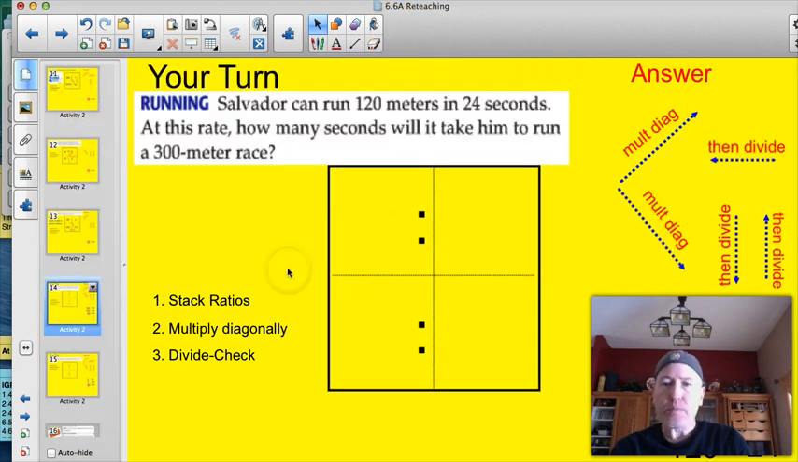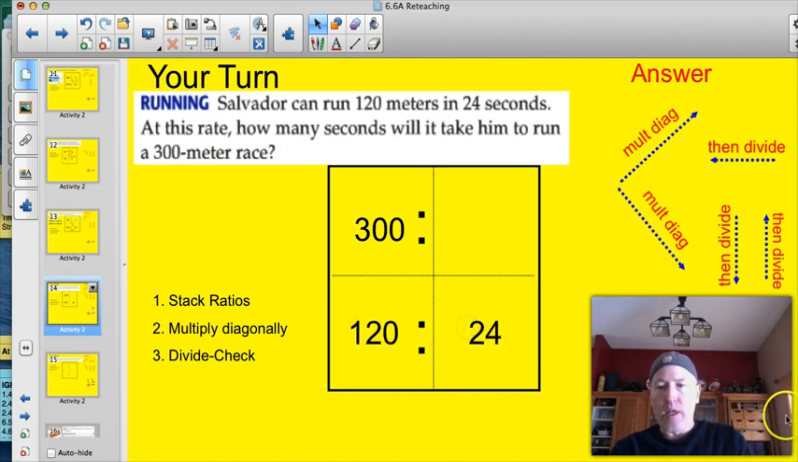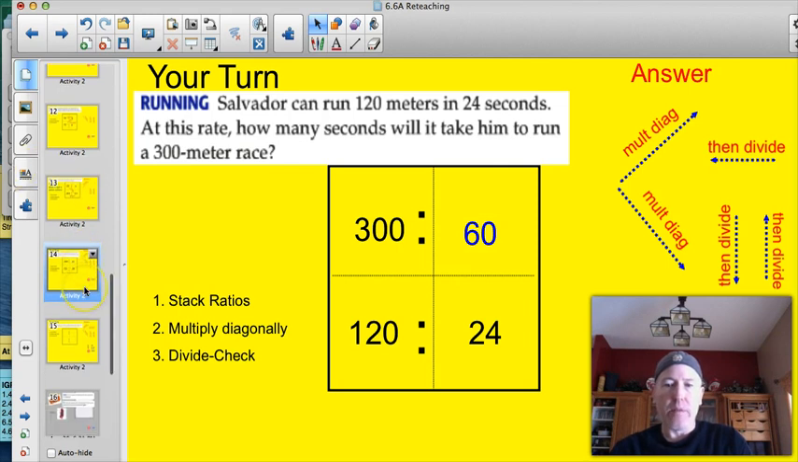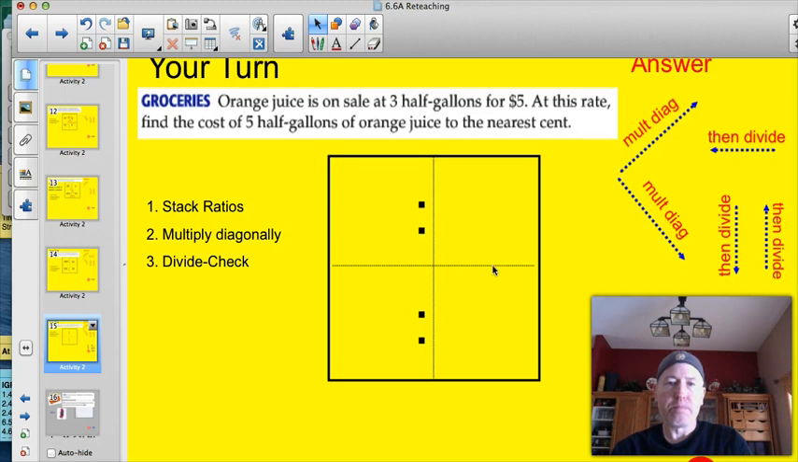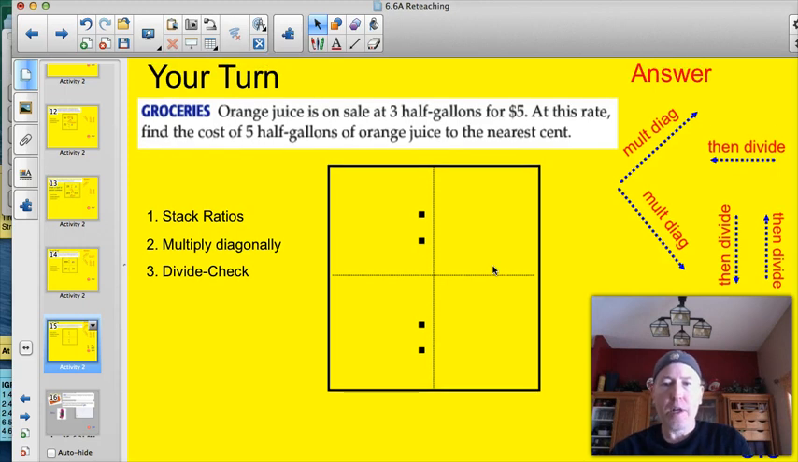Your turn. Try to solve this problem here. Go ahead. All right, let's see how you did. I set this one up like this, 300, and then I had 120 and 24, and my answer was 60. If you check your cross products, you should be good. All right, let's try the next one. Go ahead and try this problem. Let's see how you did.